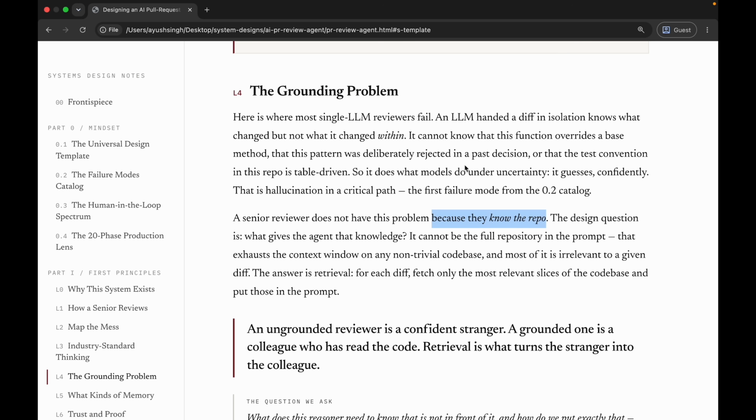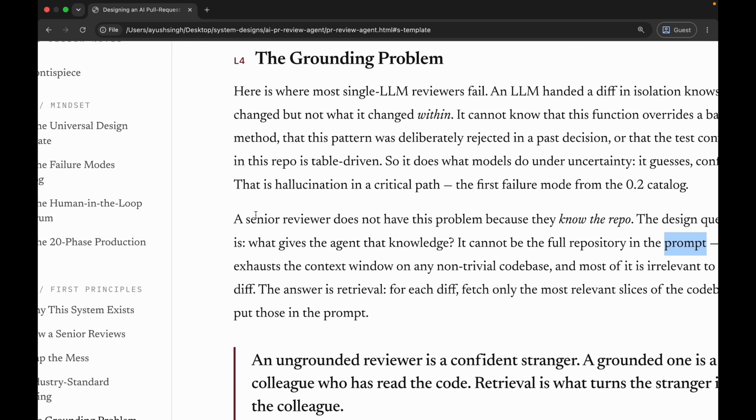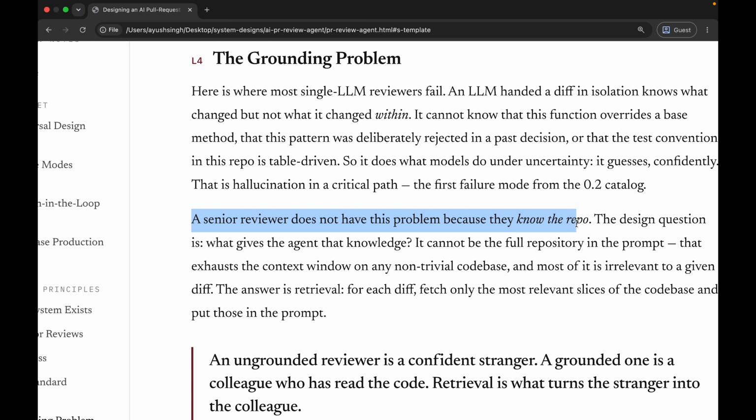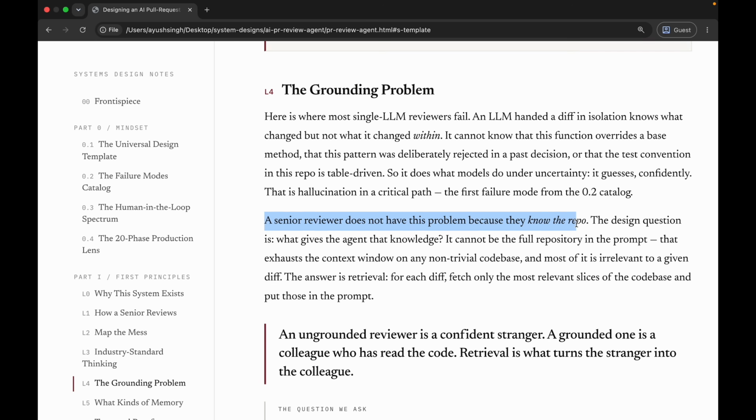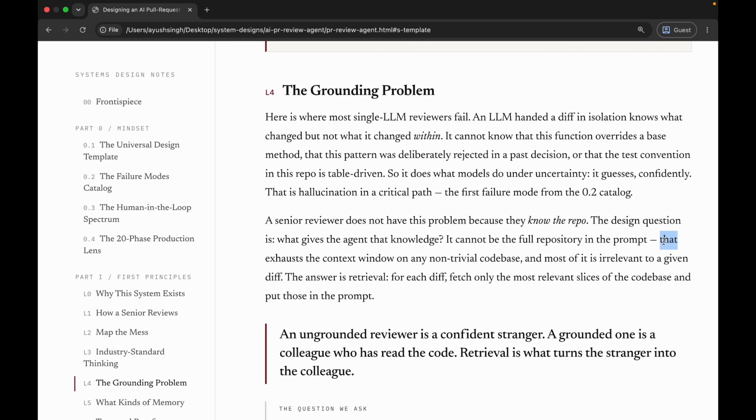So if we give our agent a particular situation, which means a diff of the code, can we give the full repository in the prompt? Can we give that agent my full repository? Absolutely, definitely we can give it. But we cannot put our full repository in the prompt. So what we are technically asking is, can we give our agent the ability to know my repo before it even reviews? If we put everything in the prompt, that will exhaust the context window and it will produce an extremely bad result.